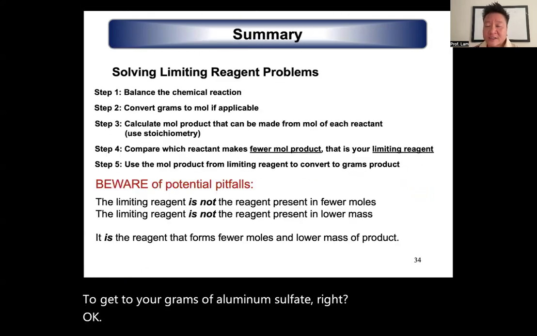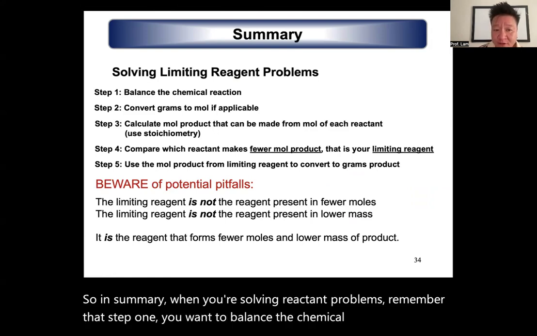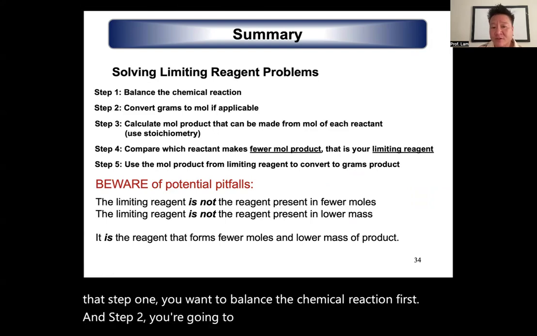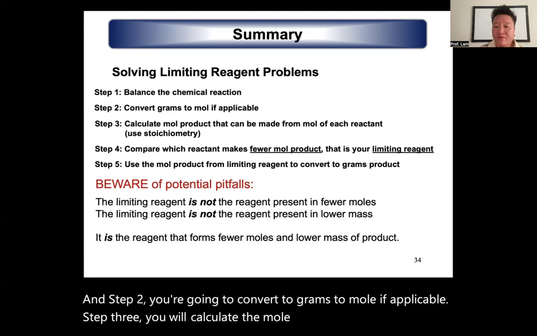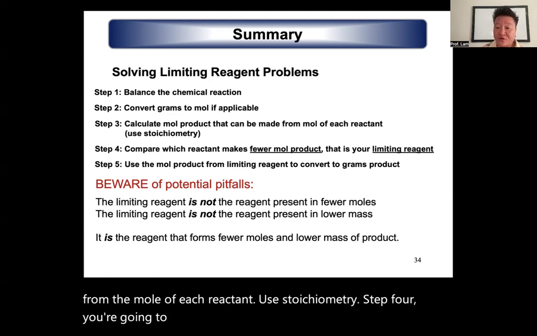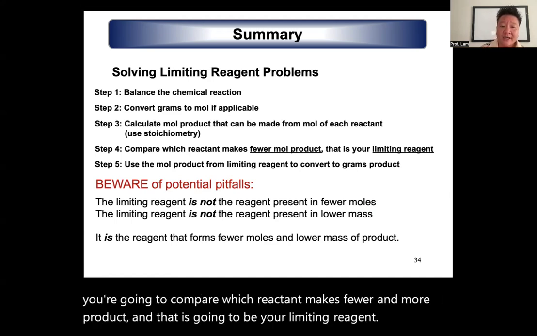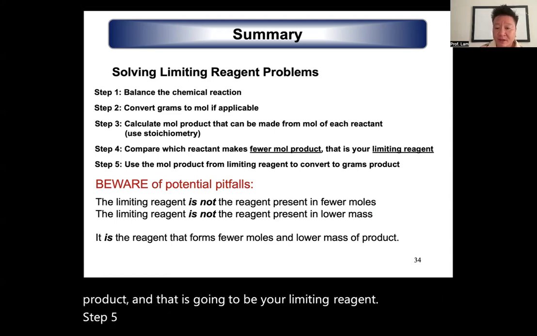So in summary, when you're solving limiting reactant problems, remember that step 1, you want to balance the chemical reaction first. Step 2, you're going to convert grams to moles if applicable. Step 3, you will calculate the moles of product that can be made from the moles of each reactant. Use stoichiometry. Step 4, you're going to compare which reactant makes fewer moles of product, and that is going to be your limiting reagent. Step 5, use the moles of product from the limiting reagent to convert to grams of product.